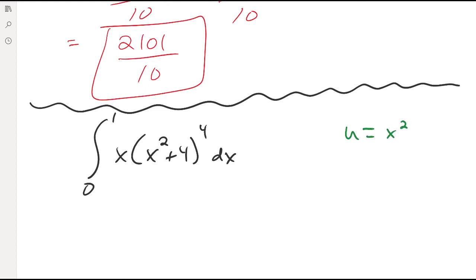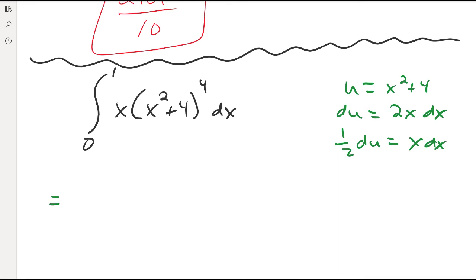Once again, we've already done the u substitution. u is x squared plus 4. du is 2x dx, but I have to multiply that 2x dx by 1/2 to get my differentials to match up. Okay, so here we go.